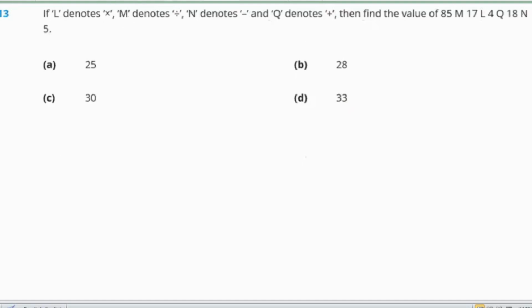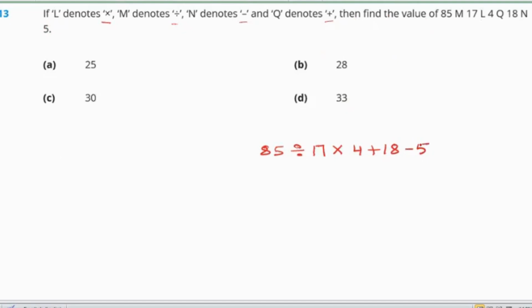Now let's go with question number 13. Question number 13 says that L means multiplication, M means division, N means subtraction, Q means addition. Let's see. So 85, M means division, 85 divided by 17. Then we need to multiply it with 4. Then we need to add 18. Then we need to subtract 5.